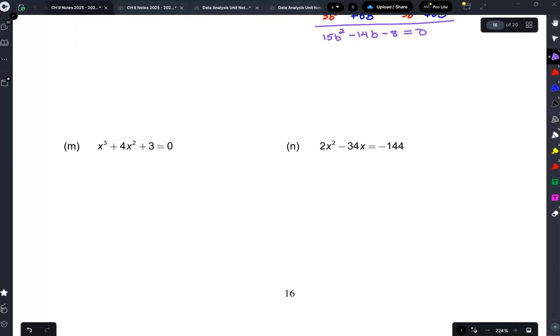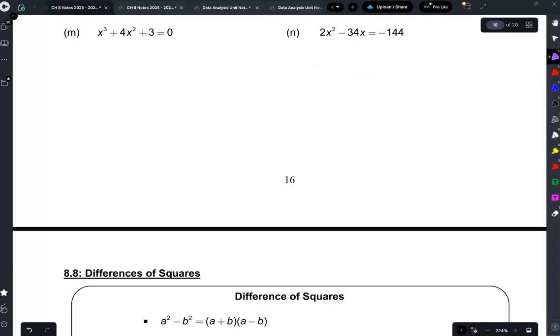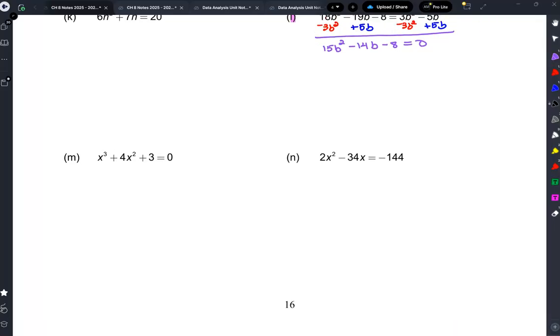This one has a typo. Let's do this one. Let's do M. Look at this one. Over here, can you put an x? It's missing an x. So now let's do this. So now, is there a GCF I can factor from here? x. So now I get x squared plus 4x plus 3 is equal to 0.